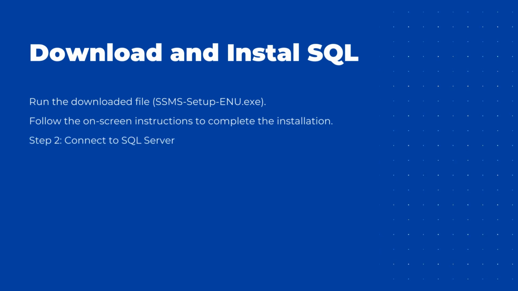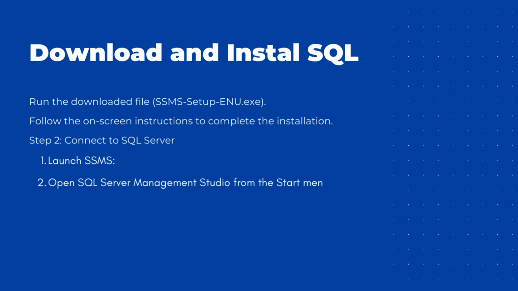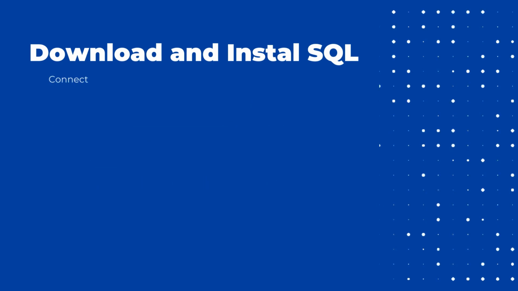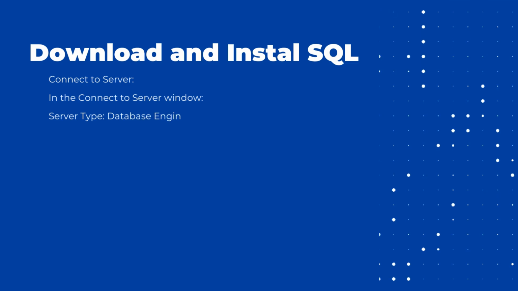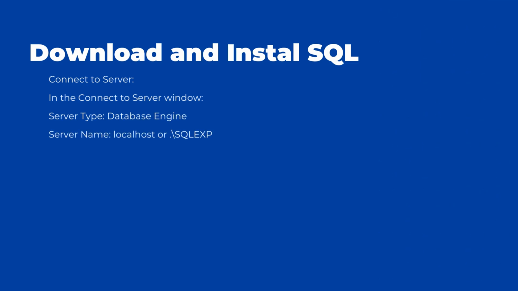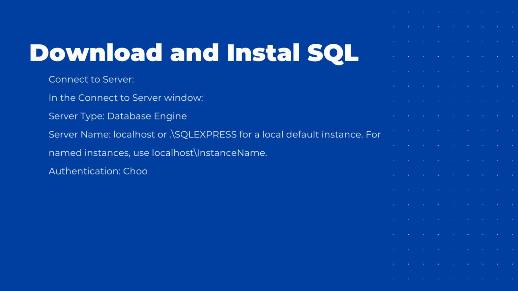Step 2. Connect to SQL Server. Launch SSMS. Open SQL Server Management Studio from the Start menu. Connect to Server. In the Connect to Server window, server type: Database Engine. Server name: localhost, or .\SQLEXPRESS for a local default instance. For named instances, use localhost\instancename.